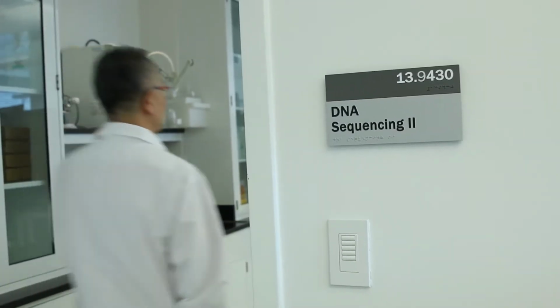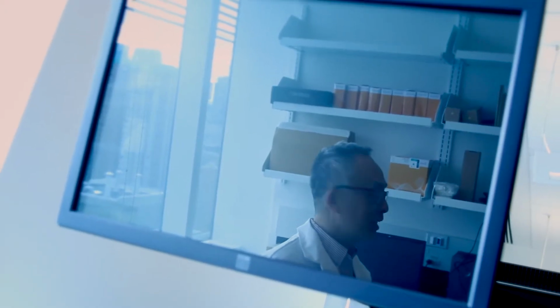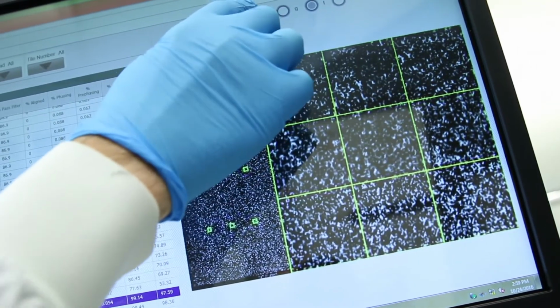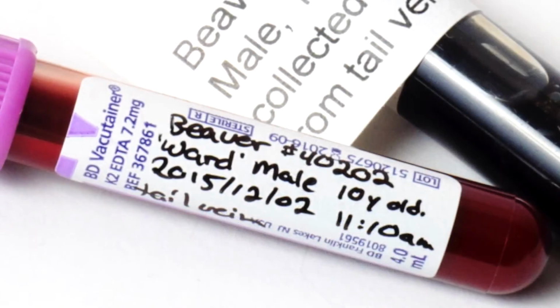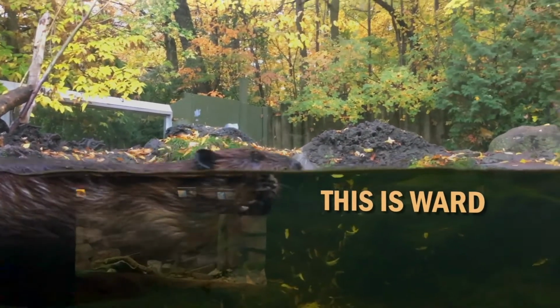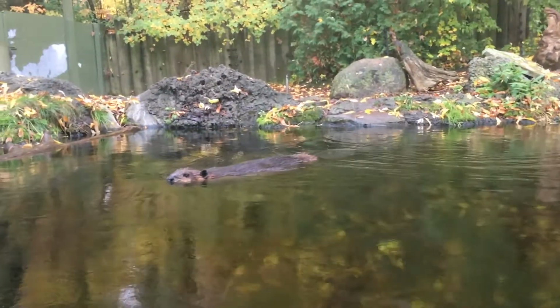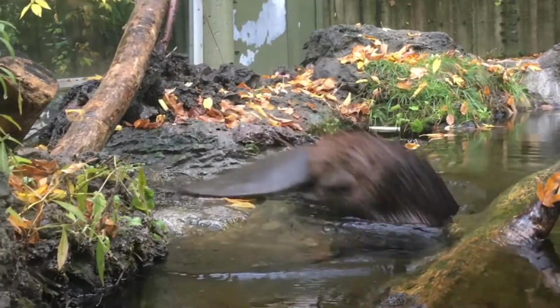We started this project about half a year ago and used the latest genome sequencing technologies that we use to study human genomes. And we wanted to develop some new and improved methods to test on the beaver genome so we could then apply those back to studying human disease. We started with blood from a 10-year-old male beaver from the Toronto Zoo, and his name was Ward. We used some methods to take the blood and turn it into DNA, and we were able to generate the complete genome sequence of what we think to be the most important organism in Canada.